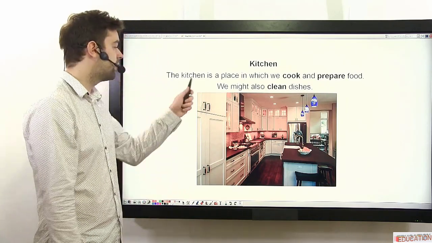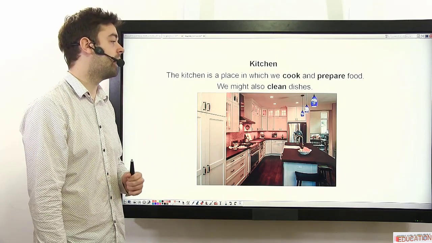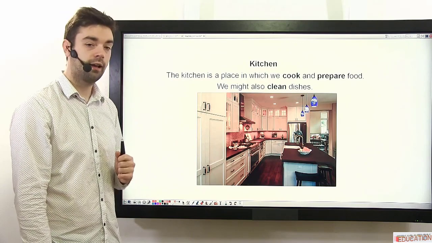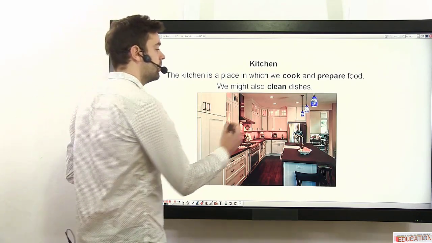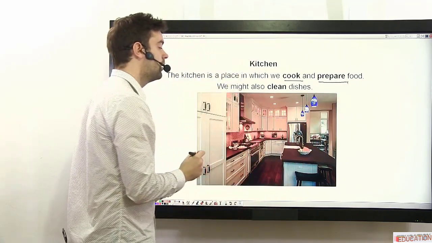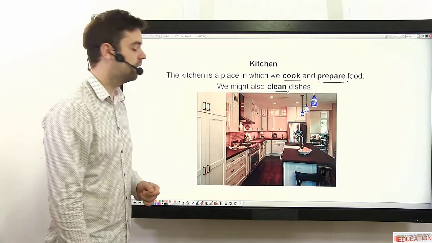Kitchen. The kitchen is a place in which we cook and prepare food. We might also clean dishes.